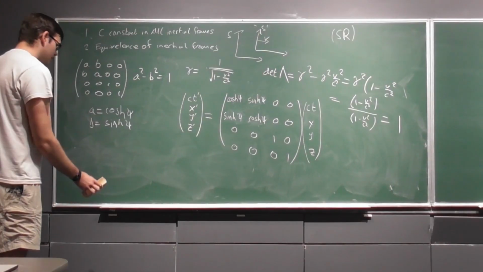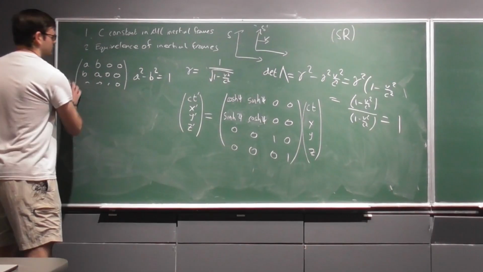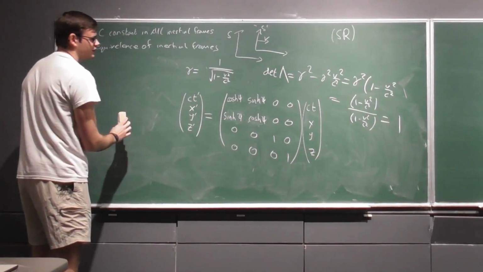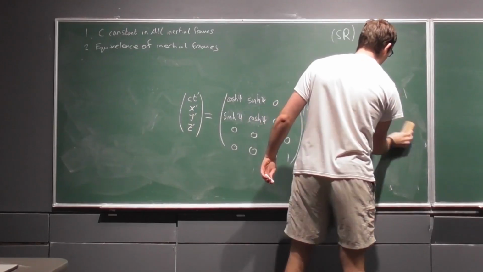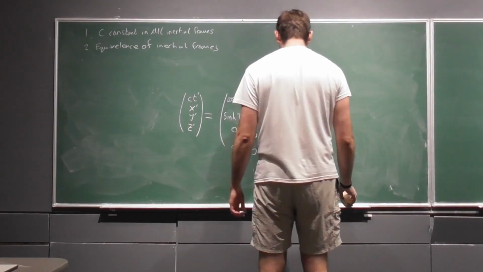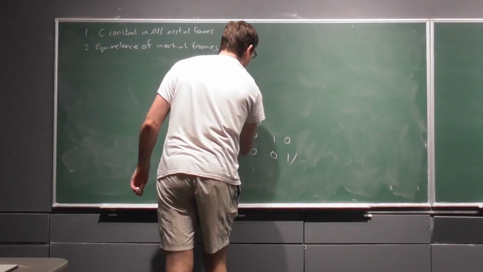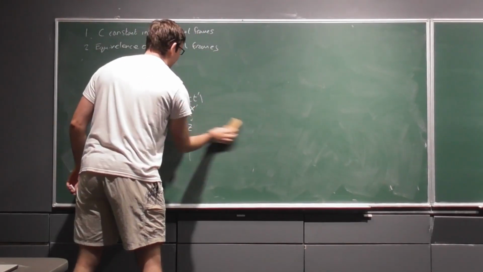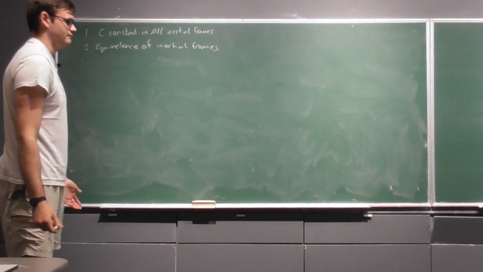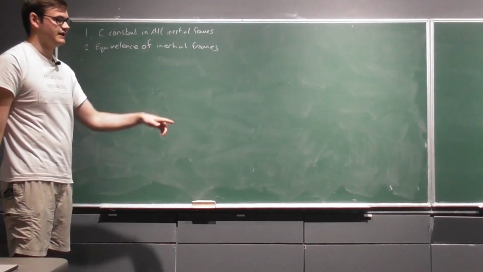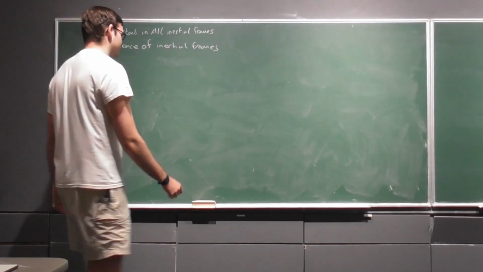Hold on, let me rub all this out. Okay. So let's make the guess that it's going to be the same. Let's just say, so it was an identity matrix, right? The last time, our metric.